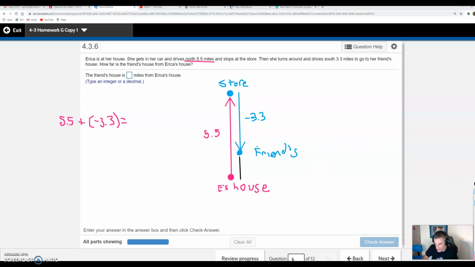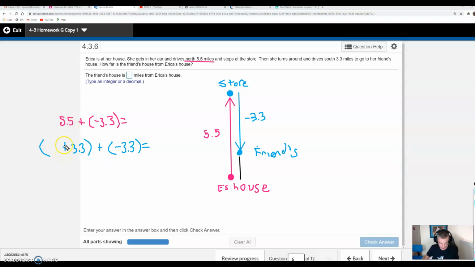So I'm going to use the strategy that we learned earlier in the week where I break this 5.5 apart into two pieces. And one of those pieces is going to be the additive inverse of negative 3.3. So some number plus 3.3 and then plus negative 3.3 equals what?